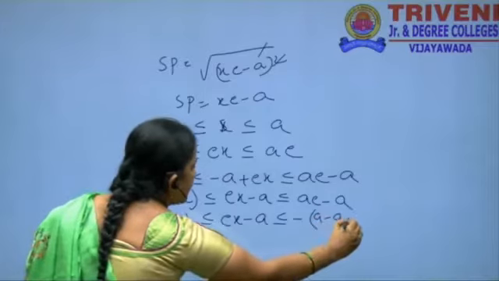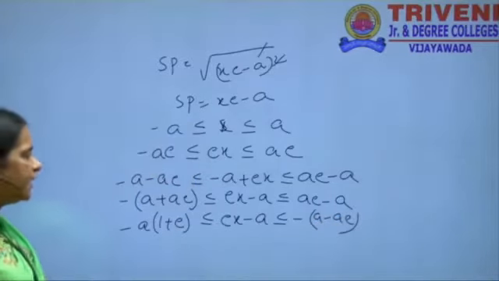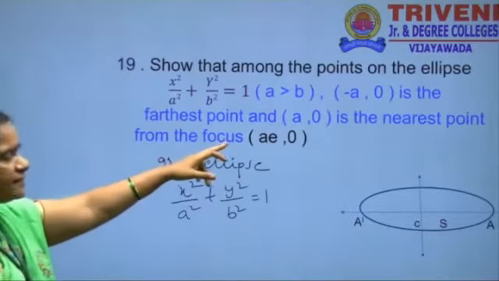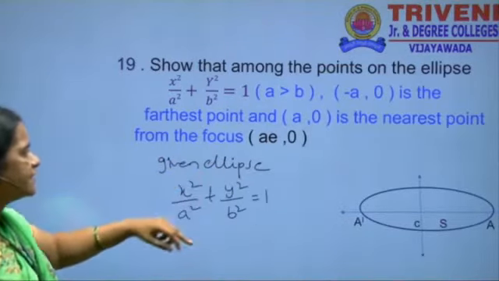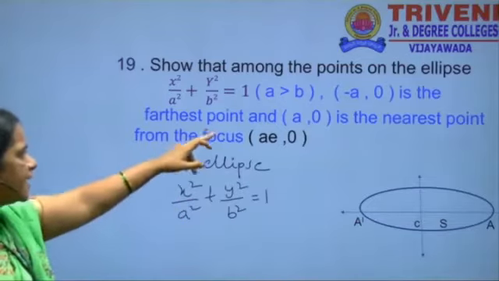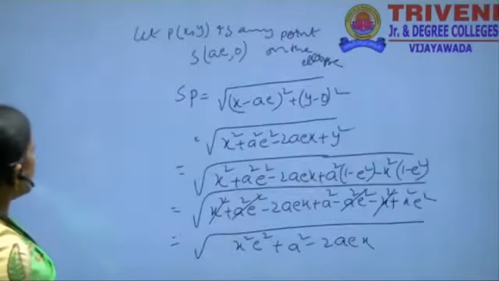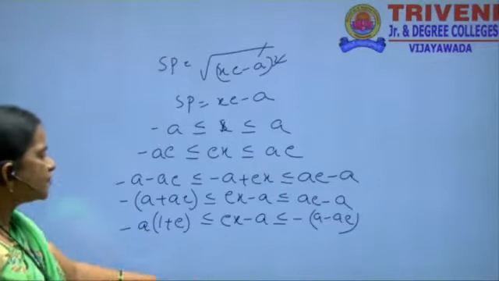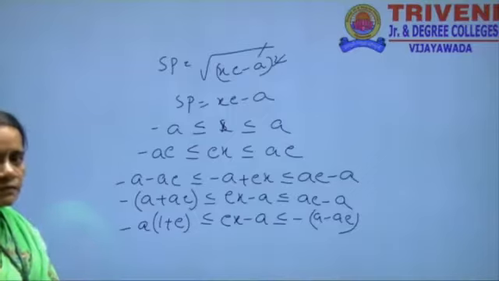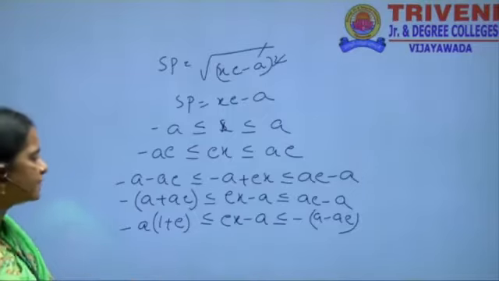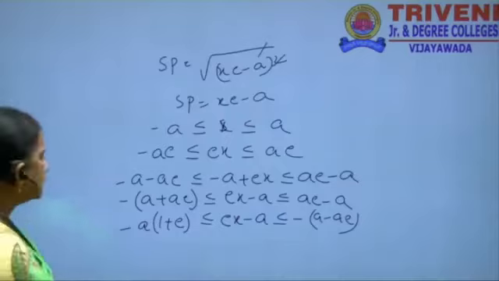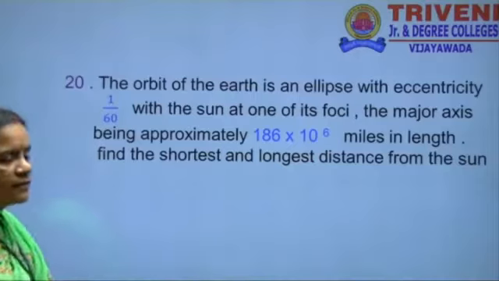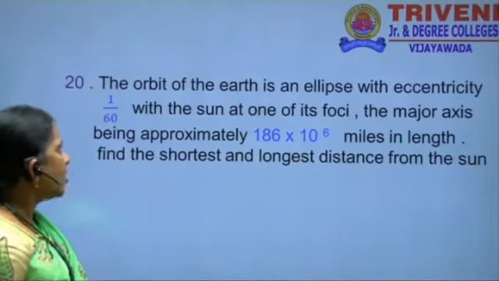ex minus a is less than or equal to minus a common, a minus ae. Here what is asked is the farthest point. Minus a comma 0 is the farthest point from the focus, and a comma 0 is the nearest point. Here minus a comma 0 is the farthest point, and a comma 0 is the shortest distance from the focus (ae, 0).